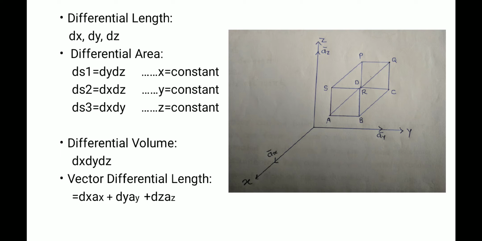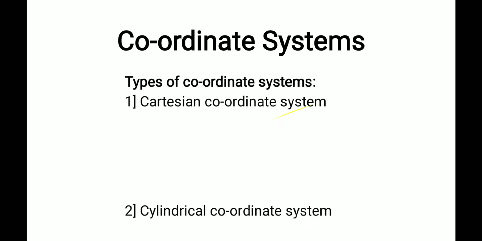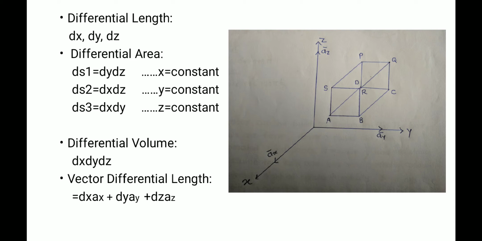Similarly, we can find this when y is constant. In this case y is constant, and the differential area is dx dz. And when z is constant, for this part of the box z is constant, so the differential area is dx dy. Now let's see the differential volume. The differential volume is the multiplication of the differential lengths, so it is given by dx dy dz. And the vector differential length is given by dx ax bar plus dy ay bar plus dz az bar, where ax, ay, and az are the unit vectors.